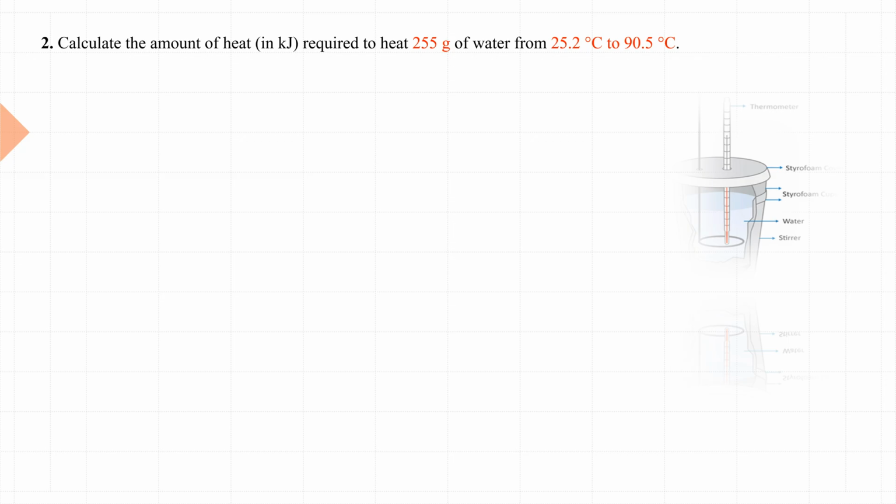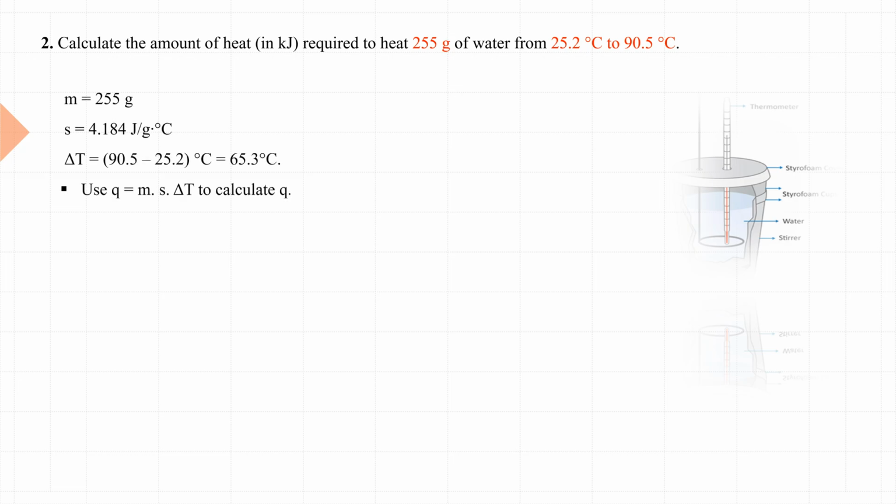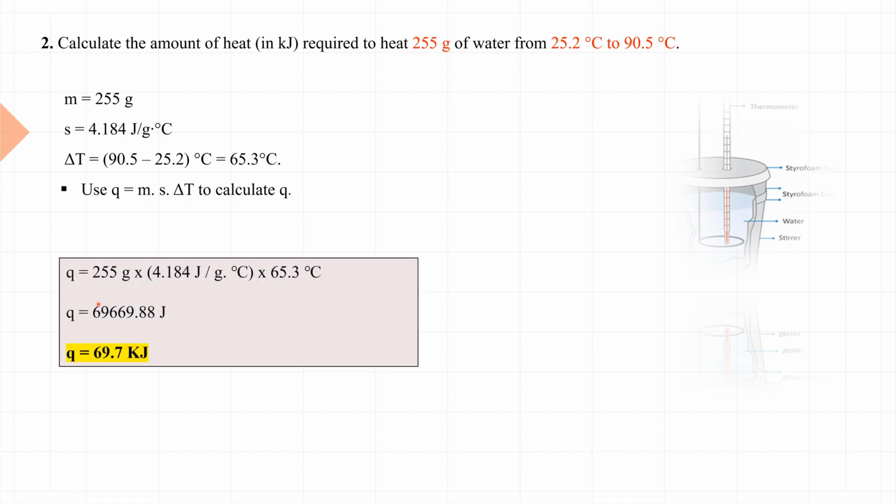Next question. Calculate the amount of heat in kilojoules required to heat 255 grams of water from 25.2 degrees Celsius to 90.5 degrees Celsius. Mass value given is 255 grams, and the specific heat of water is used because the substance is water. Delta T is final minus initial, 65.3 degrees Celsius. Again, let's apply the same equation. Q is equal to m S delta T: mass value times specific heat value times temperature change. For significant figures, 3 sig figs is the least. Then the final answer is 69.7 kilojoules in 3 sig figs.